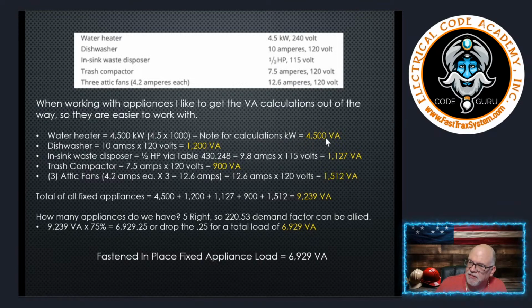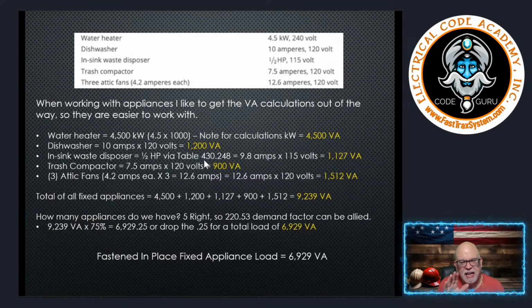So it's 4,500 VA. Now the dishwasher is 10 amperes times 120 volts, okay? Because we already know what the amps are, so this one is easy. 10 times 120 is 1,200 VA. So that's our VA for the dishwasher. In-sink waste disposer, that's a 0.5 horsepower, and it is single phase. And we would need to go where?